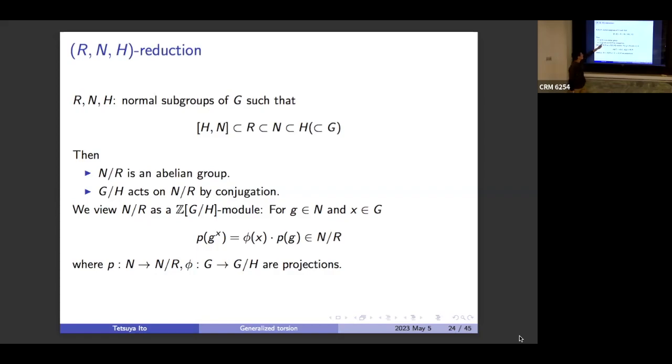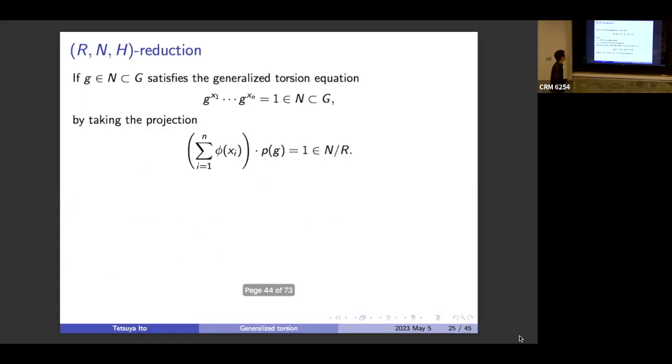Also, since R contains the commutator of H and N, the quotient group G over H acts on N over R by conjugation. These two pieces of information say that we can view N over R as a ZG-module in this manner. The conjugate by g acts by taking the projection, phi of x, where phi is a projection. This is some kind of abstract setting that means we take some quotient and quotient. Why do I take such a reduction?